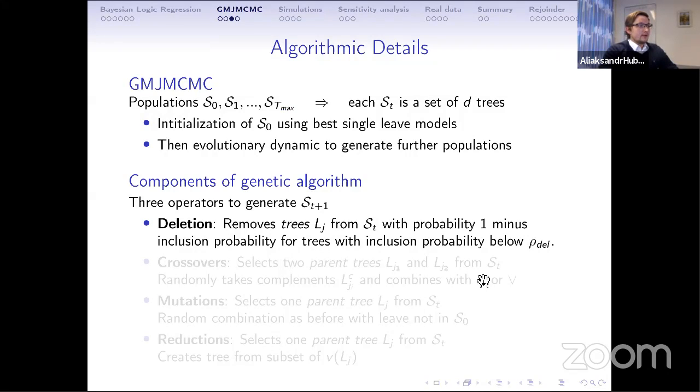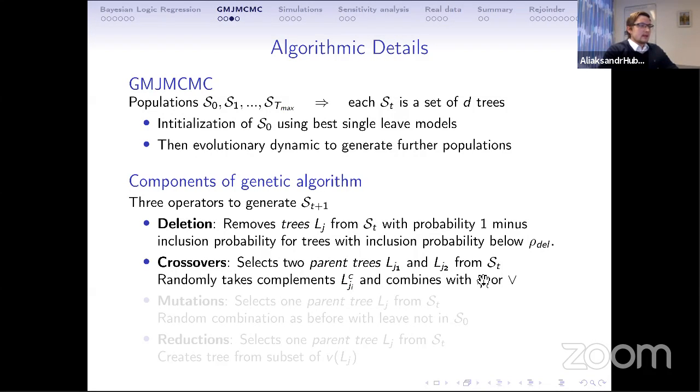What we are doing is allowing several genetic operators to update our populations of features. The first operator is the deletion operator, which removes the unnecessary bad trees from the current population. We do this for all of the trees which have a marginal inclusion probability approximation below ρ-del, and we delete those trees with probabilities proportional to 1 minus the current approximation of the inclusion probabilities. Once we have deleted some of the trees, they can be replaced by new proposals, and we suggest several operators to create those proposals.